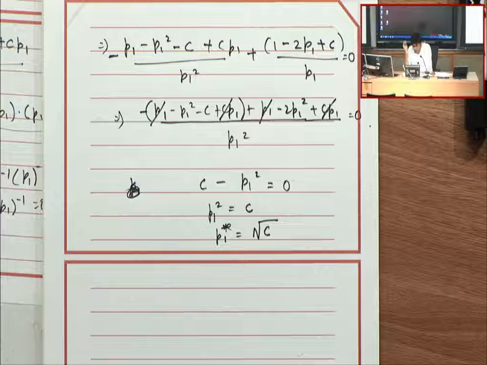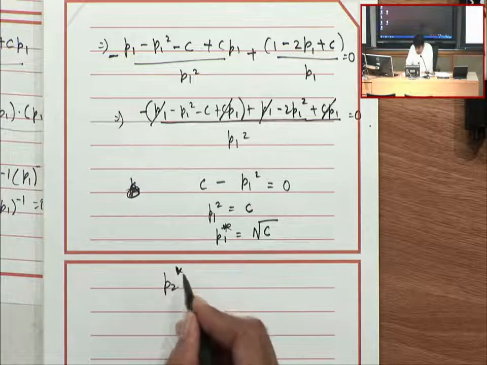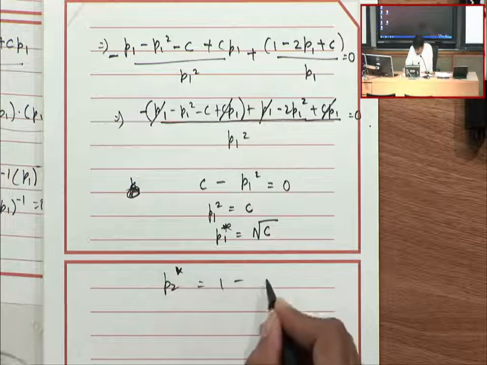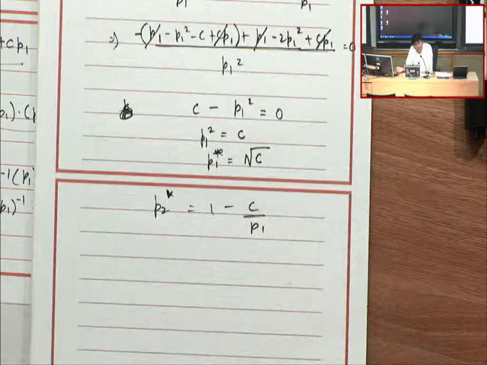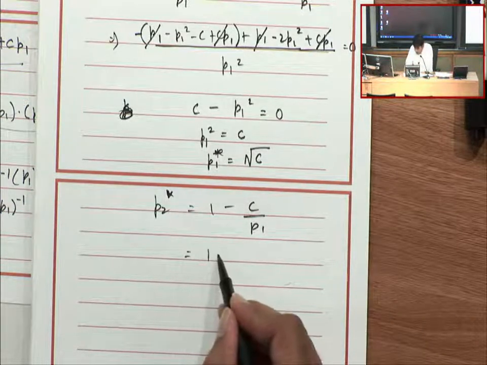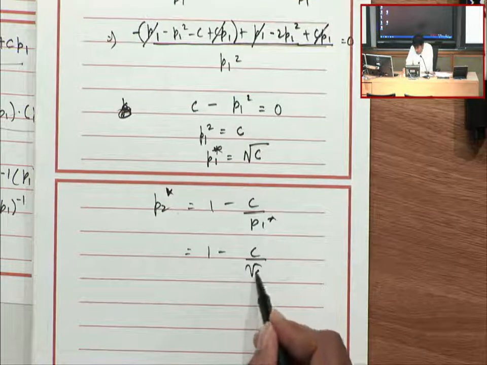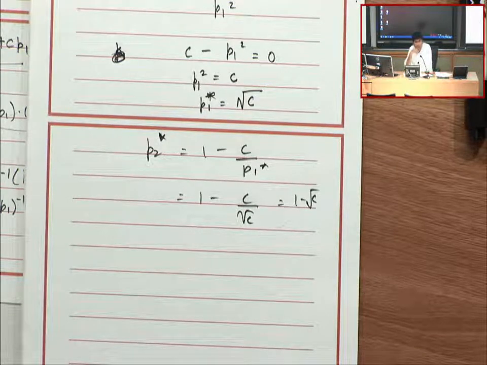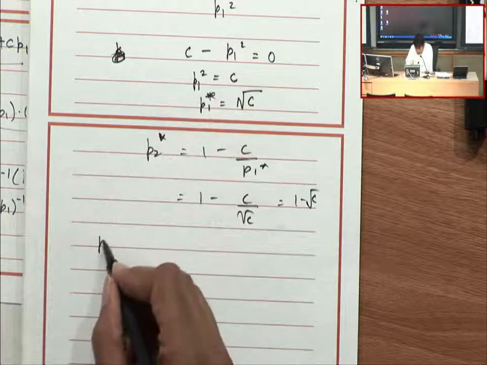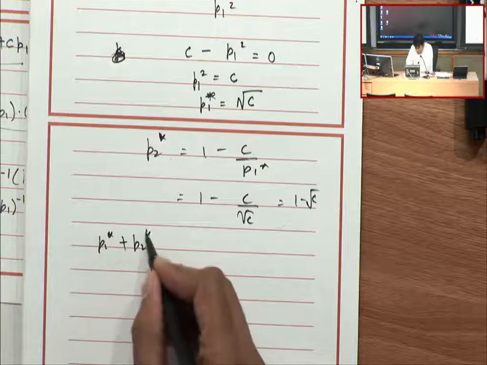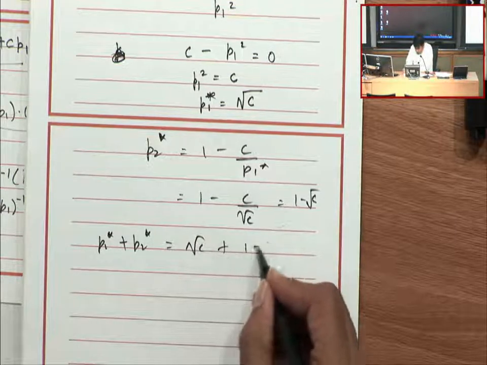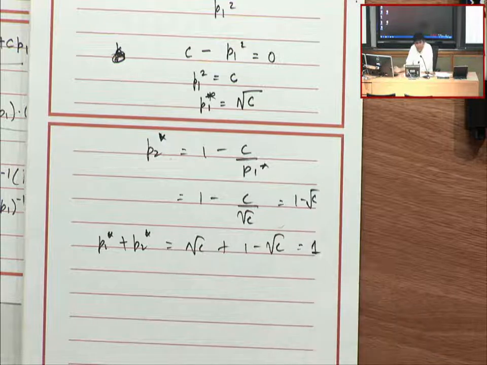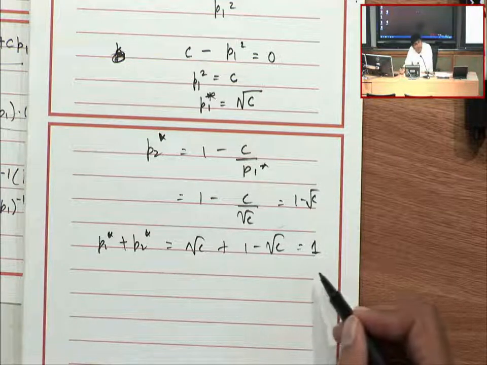Moreover, for it to get that throughput, p2, which is related to p1 as 1 minus c over p1, remember this, will be equal to 1 minus square root of c. Okay. And if you notice between these two equations, p1 star plus p2 star is equal to square root of c plus 1 minus square root of c, which is equal to 1. And this is independent of c, right?